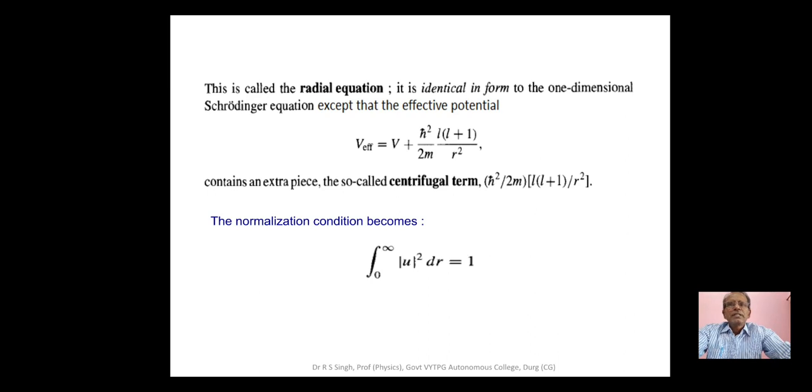This differential equation in u is quite similar to the one-dimensional Schrodinger equation if we take the effective potential V effective equal to the potential term plus the centrifugal term h cross square upon 2m L into L plus 1 upon r square, with the normalization condition over u.